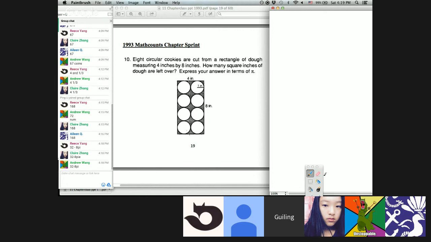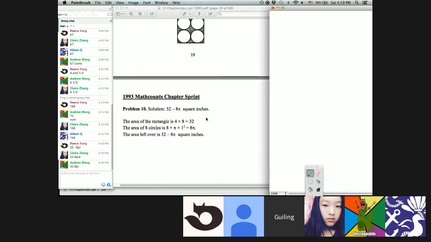Right, nice job. So the total area of the rectangle is 8 times 4, which is 32. And each circle has an area of 1 pi, and there's 8 circles. So 32 minus 8 pi.